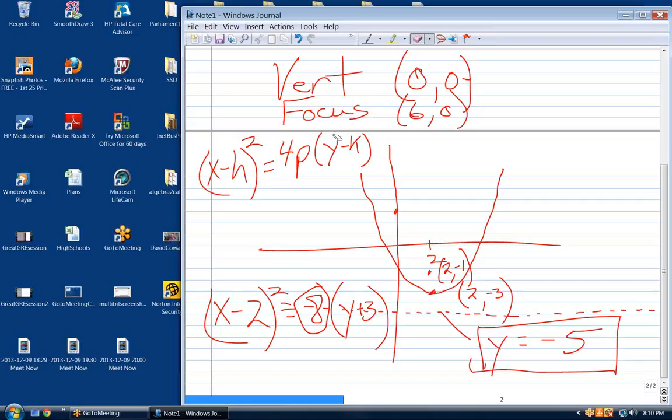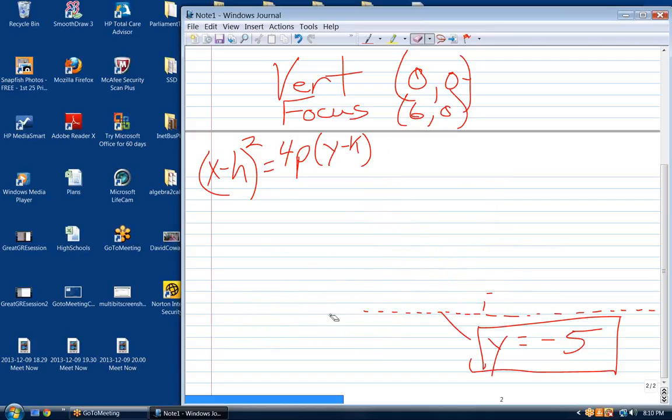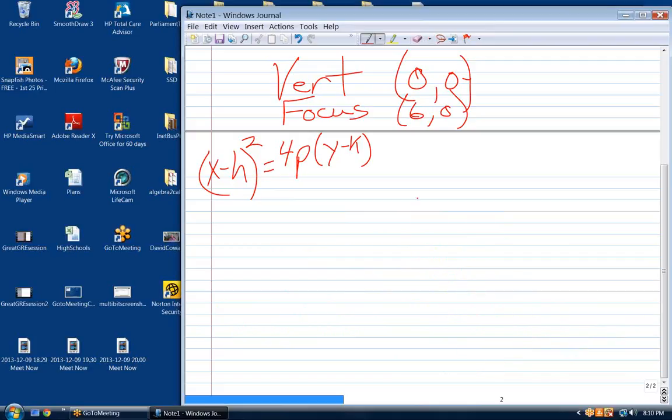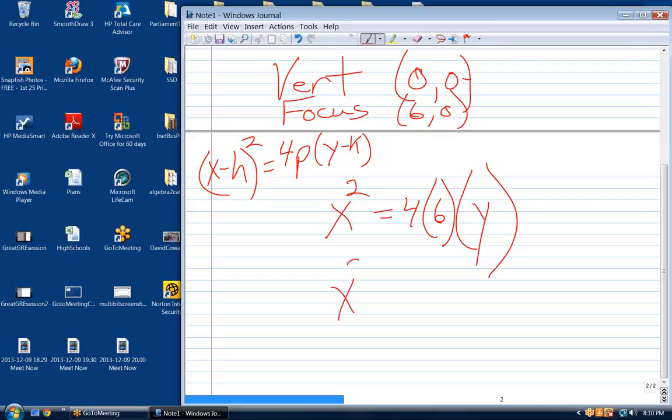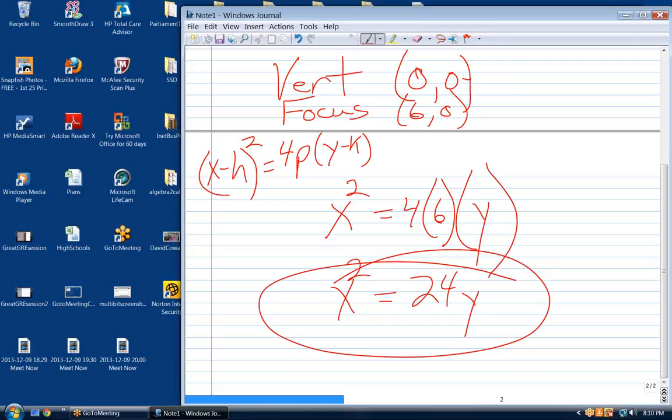Okay, so let's see. The problem you had said that the vertex is at 0, 0, and that the focus was at 6, 0. So if I want to write that, h is 0, so I've got x squared equals, well, I know p is 6, right? So 4 times 6 times y minus 0, or just y. So my equation is x squared equals 24y. That's the answer to that problem.